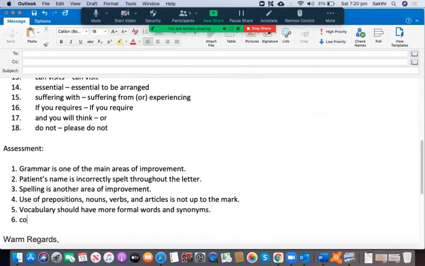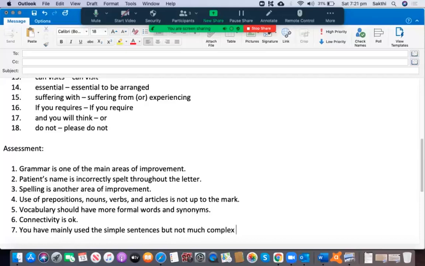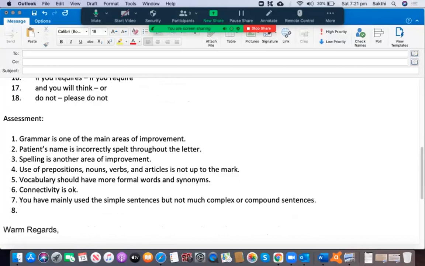All right, connectivity is okay. It seems to me that you have mainly used simple sentences, but not much complex or compound sentences. Instead of writing a new sentence starting with consequently, you could have written and consequently. You could have made it a compound sentence by adding and in between. You could have done that for some of them, okay?